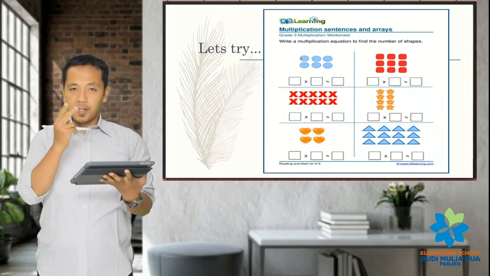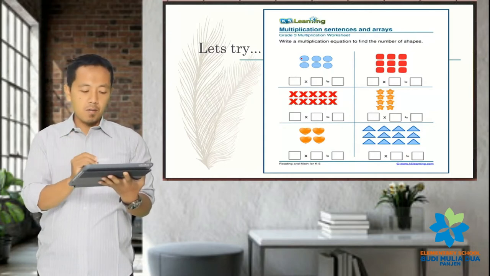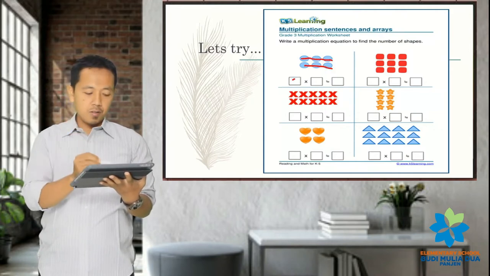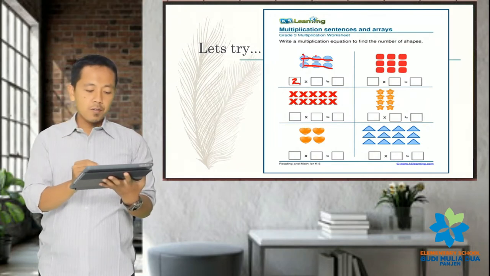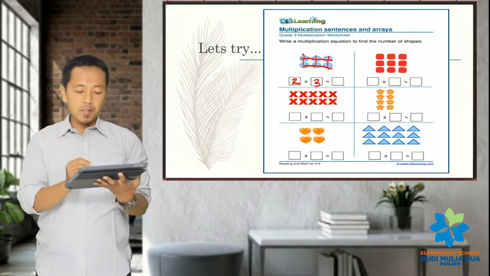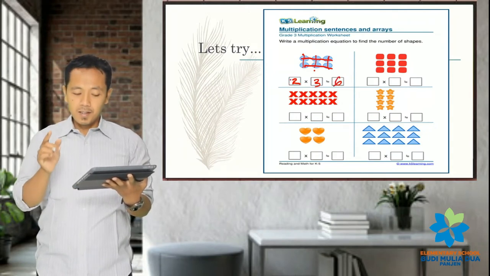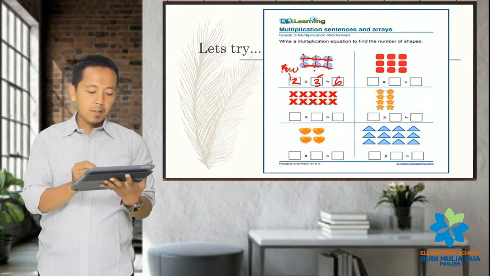Please do the example. The first one, how many rows? 1, 2. 2 rows. You can write here 2. And how many columns? 1, 2, 3. 3. 2 times 3 is 1, 2, 3, 4, 5, 6. 6. Is it clear? Remember, the first one is row, and the second one is column.